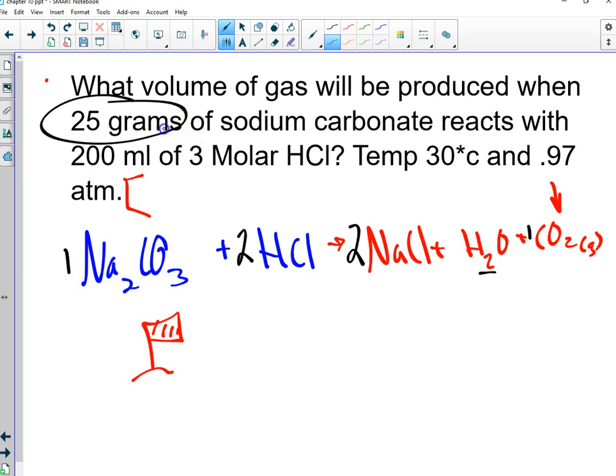So now we need to use 25 grams. It's going to react with this volume of this molar. So I got to convert this to moles. 200 milliliters is 0.2 liters, correct? You okay with that? Times 3 moles per liter, so it's just 0.6. Are we okay with that? All right, so I have 0.6 moles of HCl, and then I have 25 grams of sodium carbonate.